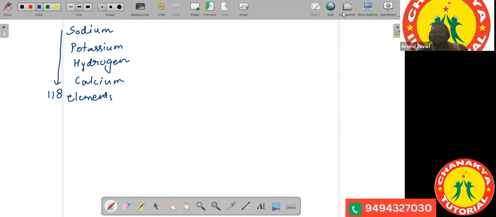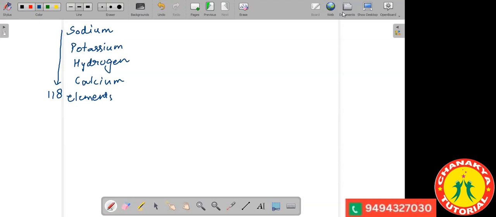So the camera should not be off at any time. If anyone is having any problem, inform in the group. Abhinav, if you are having any problem, just inform in the feedback group. We'll look into it. Okay, sir.